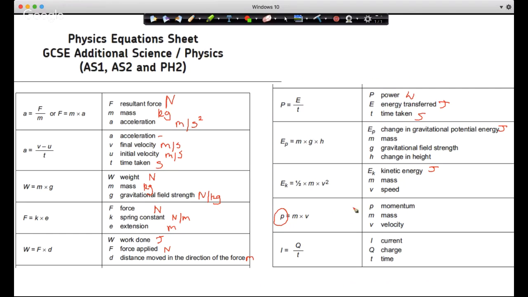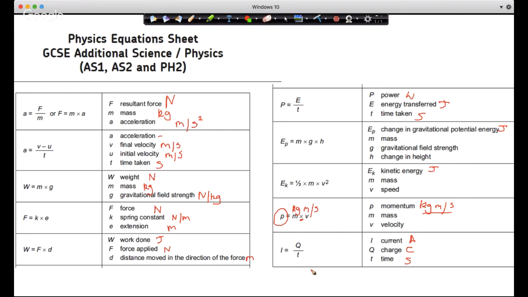If you do forget what the unit for momentum is, you just look at the units in the equation. You've got kilograms, meters per second. Because it's a times, you just put all those units together, and the unit for momentum is kilogram meters per second. So you don't really have to remember it, as long as you know that the equation tells you what it is. Current is in amps, charge there is in coulombs, and time in seconds.